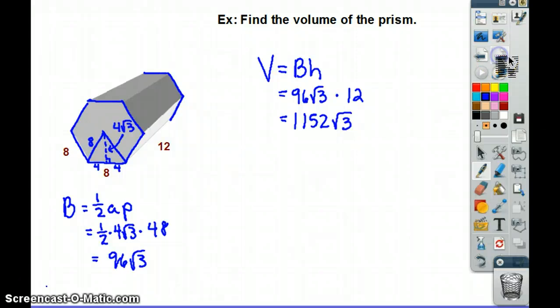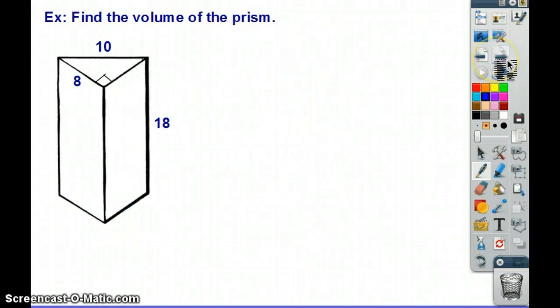Let's try another problem with volume. This time I have a right triangular prism. So let me give you a minute to draw that.